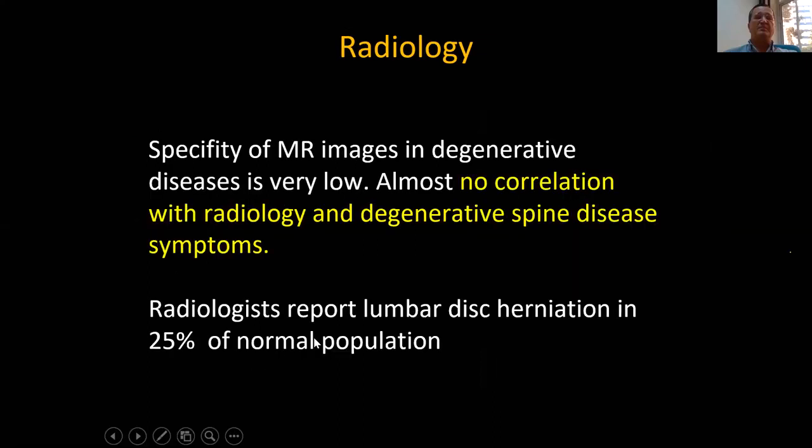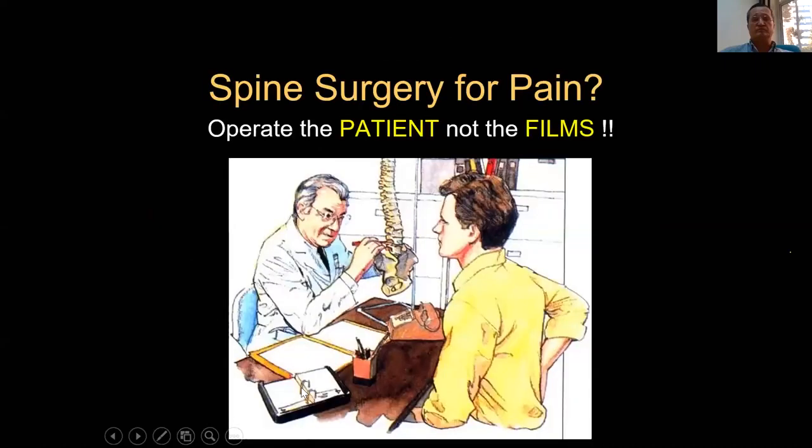We must stress that the specificity of MR images in degenerative spinal diseases is very low. There is almost no correlation between radiology and degenerative spine disease symptoms. And radiologists report lumbar disc herniation in 25% of the normal adult population. So our motto must always be: operate on the patient, not the films.